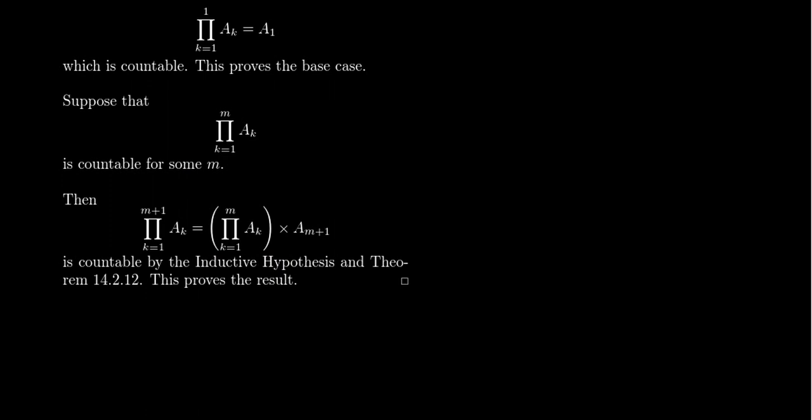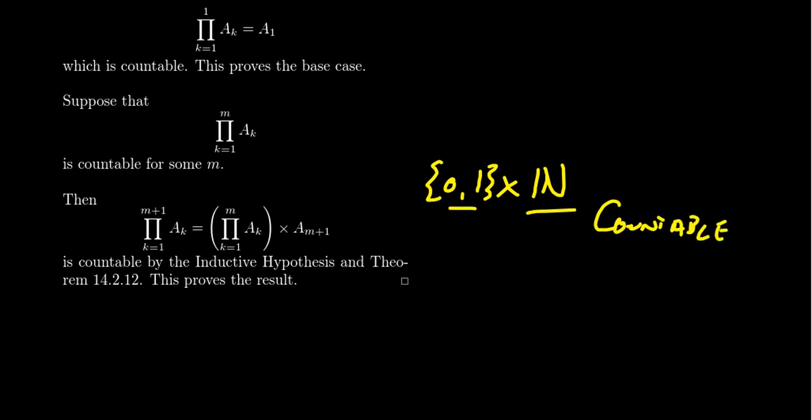So if I took, for example, the set {0, 1} cross the natural numbers, this is a countable set. It's countable because you took a countable set cross a countable set. You could even take, for example, N cross N. This would likewise be a countable set. And you can come up with more exotic ones as well.